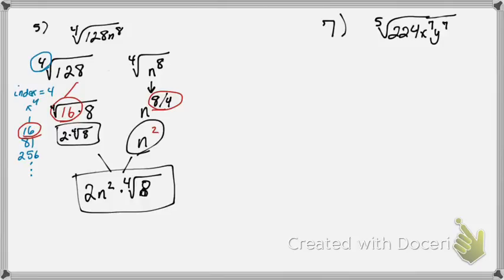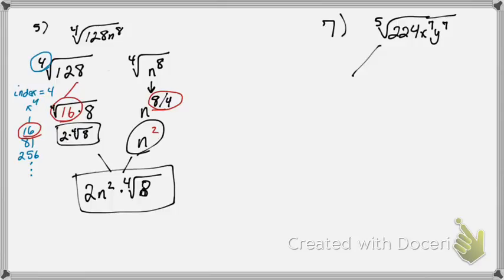Now when we go on to question number 7, this time we're dealing with a very large root. We're dealing with a 5th root of 224, x to the 7th, y to the 7th. The first thing that stands out very plainly to me is we've got an x to the 7th and we have a y to the 7th. We're dealing with variables that are going to end up simplifying the same way because it's the same setup. So I'm not going to focus a whole lot on that.